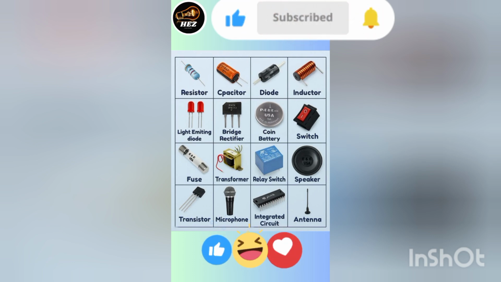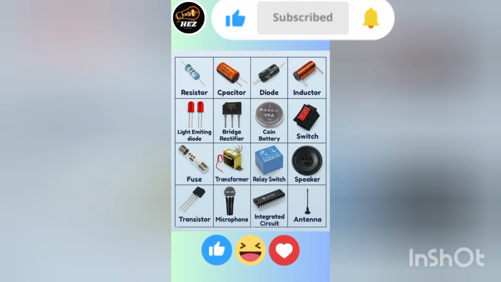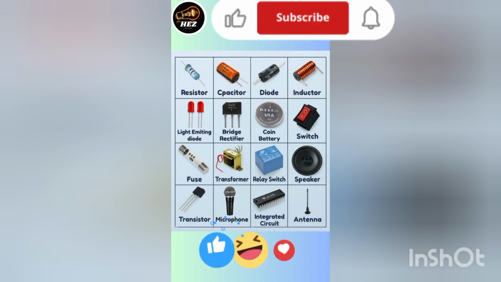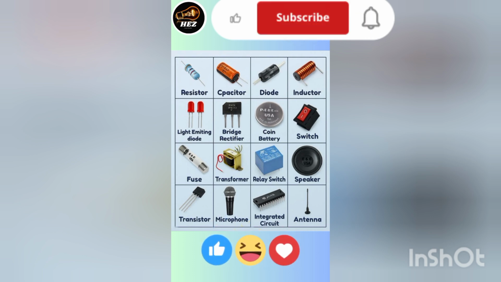We have the transistor, used to amplify signals. The microphone converts sound into electrical signals. The integrated circuit, or IC, is like a mini computer chip with multiple functions. Finally, the antenna, used for receiving or transmitting signals. These components are the building blocks of all electronic devices.